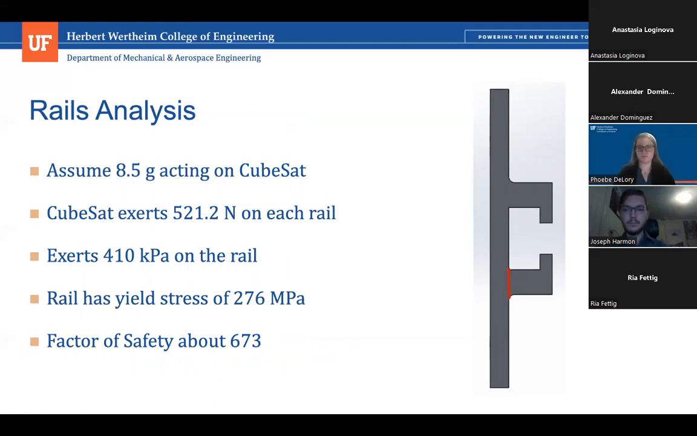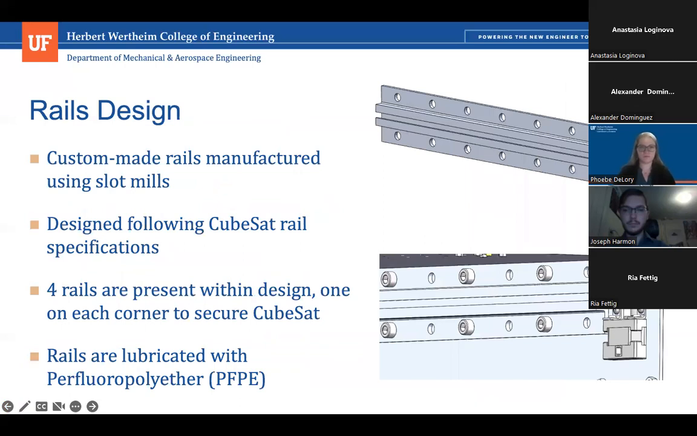I think we mentioned in one of the previous slides that we would manufacture the rails in-house using slot mills to create the T slot. And yes, if it wasn't for that, we would have selected probably something off the shelf to save manufacturing time and cost, but we didn't have a choice. We had to make something that was custom made for our group.